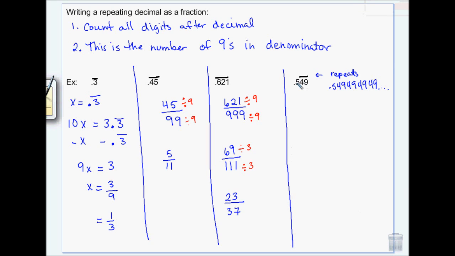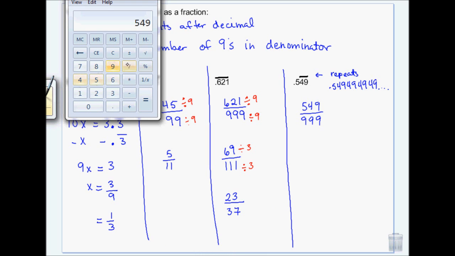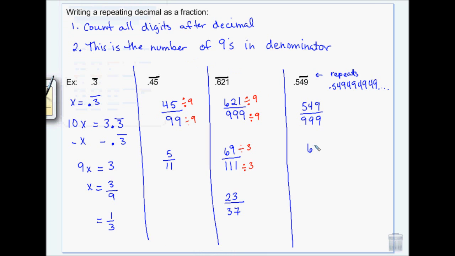But I'm still going to count all 3 digits. So I have 549 over 999. Okay, so 3 digits, 3 nines. These will both divide by 9. Okay, this is 7, so it does not divide by 3. Actually, 61 doesn't divide by anything. It's prime.